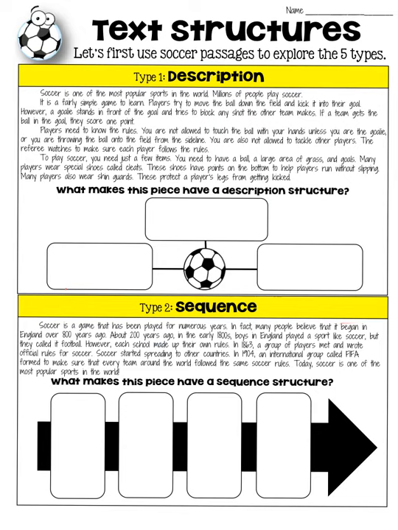Soccer is one of the most popular sports in the world. Millions of people play soccer. It is a fairly simple game to learn. Players try to move the ball down the field and kick it into their goal. However, a goalie stands in front of the goal and tries to block any shot the other team makes. If a team gets the ball in the goal, they score 1 point.